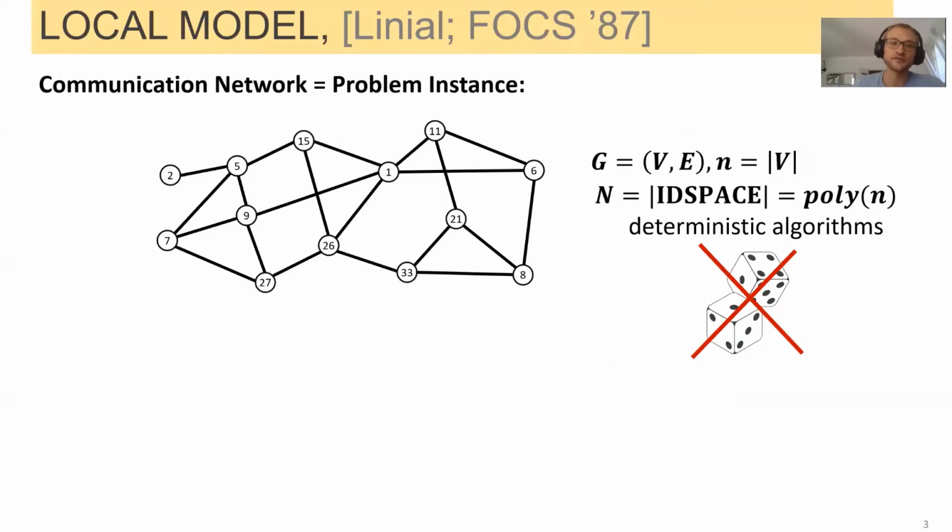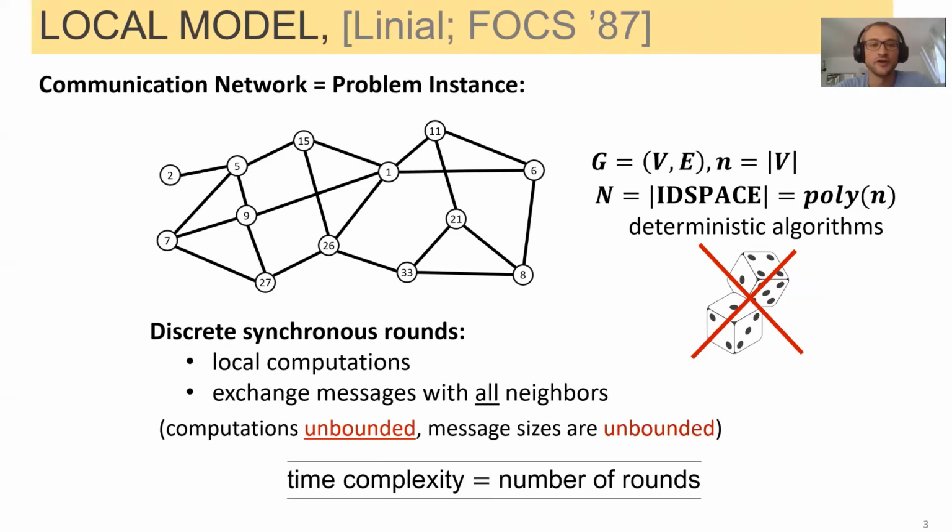So the setting that we have here is the standard LOCAL model. We have this communication network, and this also serves as a problem instance. Each node represents a computer and is assigned a unique ID, and we consider deterministic algorithms in this talk. Then these vertices can communicate with each other in discrete synchronous rounds. In one round, they can perform some local computations and exchange messages with all their neighbors. Here, the local computation time and the message size are both unbounded. So the only complexity measure that we consider here is the number of rounds until each node has terminated.